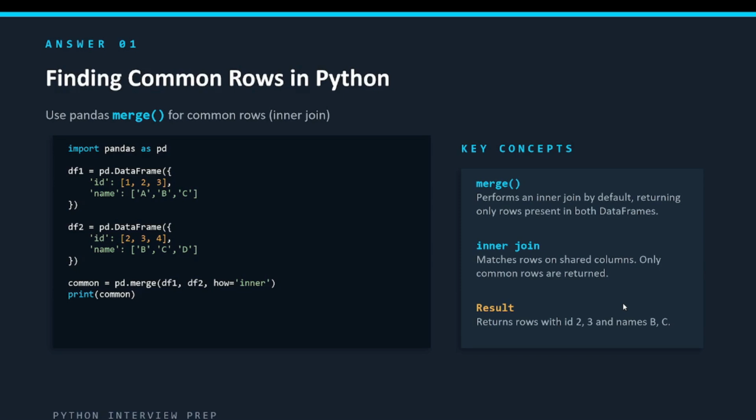The output of this code is a new data frame containing exactly two rows. The row with ID 2 and name B and the row with ID 3 and name C. These are the only rows that are common to both df1 and df2. The key insight to remember from this slide is that merge with how='inner' is essentially performing a SQL style inner join on your pandas data frames. It is the standard, most efficient and most readable way to find common rows between two tables in Python. Whenever you need to compare two datasets and extract only the overlapping records, this is your go-to approach.